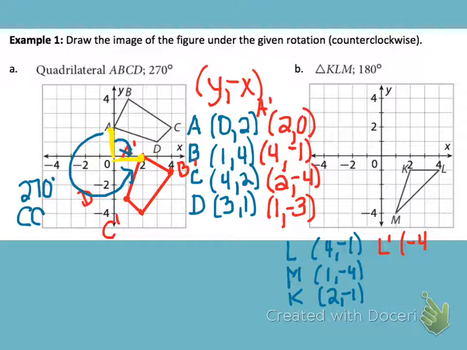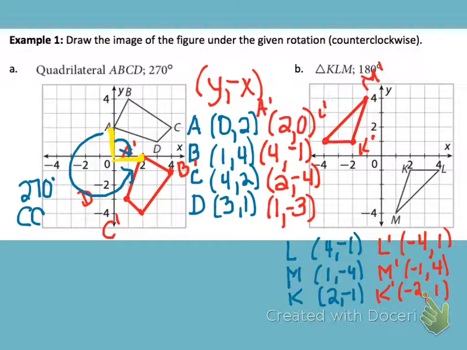So what was 4 is now -4, what was -1 becomes 1, what was 1 becomes -1, what was -4 becomes 4, and what was 2 becomes -2, and what was -1 becomes 1. So those are my new coordinates. I'm just going to plot those out and connect them to get my rotation. So left 4 and up 1 is the first coordinate, so this is my L prime. Then left 1 and up 4 is my second coordinate, that's M prime. And then left 2 and up 1, this is my K prime. And I'm just going to quickly connect them.